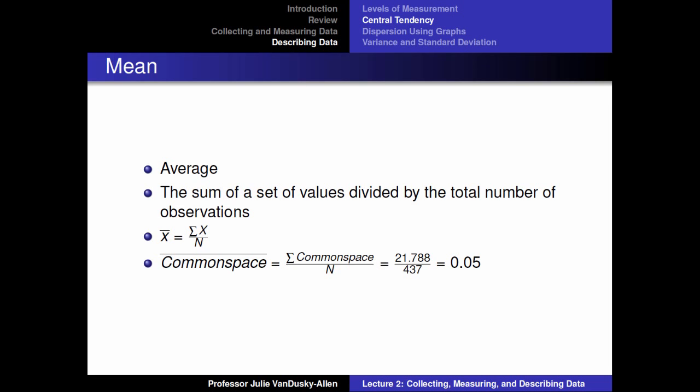Applying this to our Commonspace scores example, the mean would be the sum of the Commonspace scores divided by the total number of observations. The sum of the Commonspace scores was 21.788. The number of observations was 437, so 21.788 divided by 437 is 0.05.